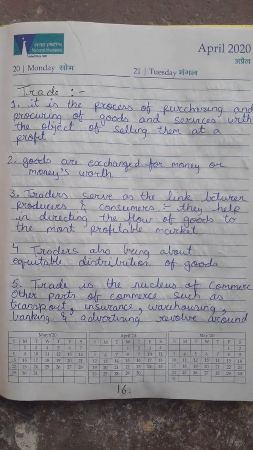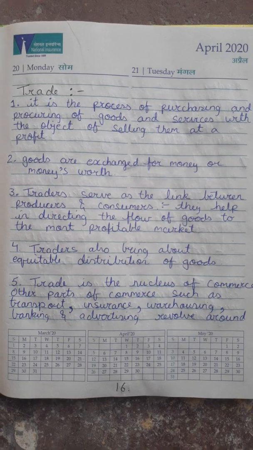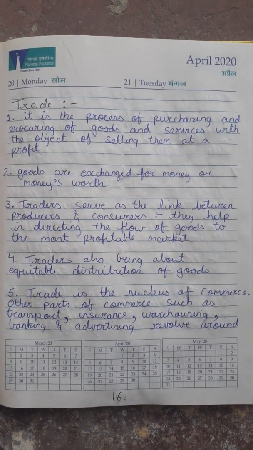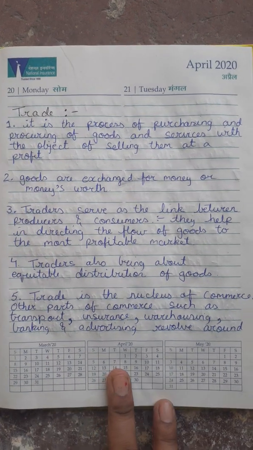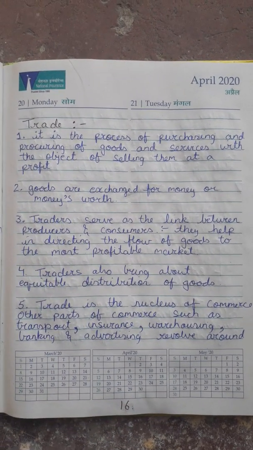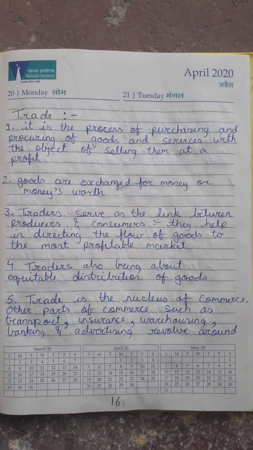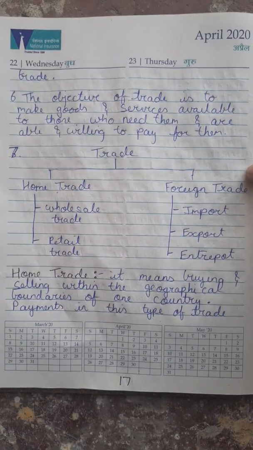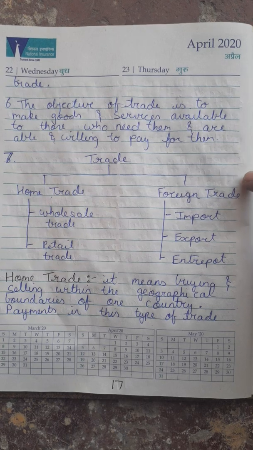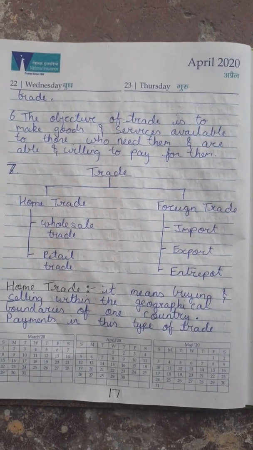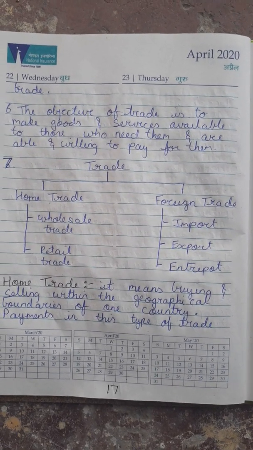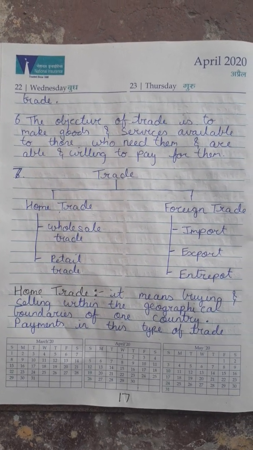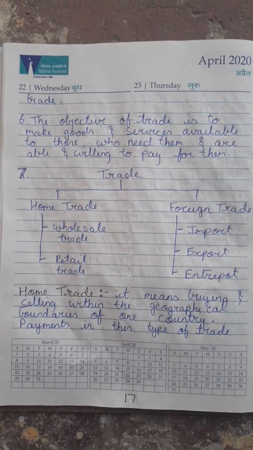Therefore, trade is the nucleus, means center, of other commercial activities. And other commercial activities are transport, insurance, warehousing, banking, advertising, etc. What is the basic objective of trade? The basic objective of trade is to make goods and services available to those who need them and are able and willing to pay for them.